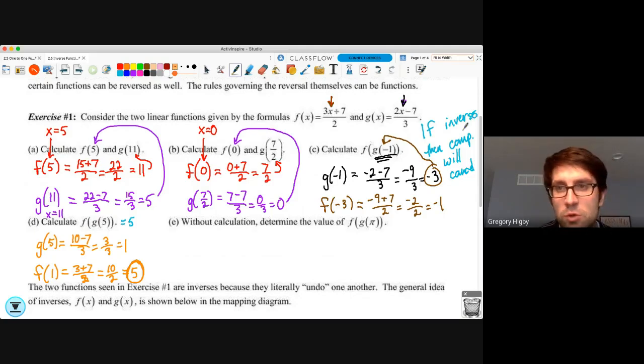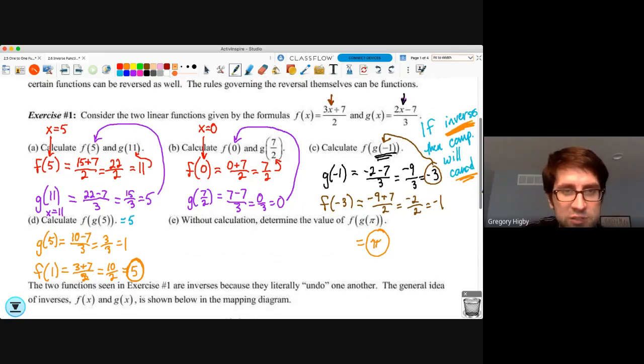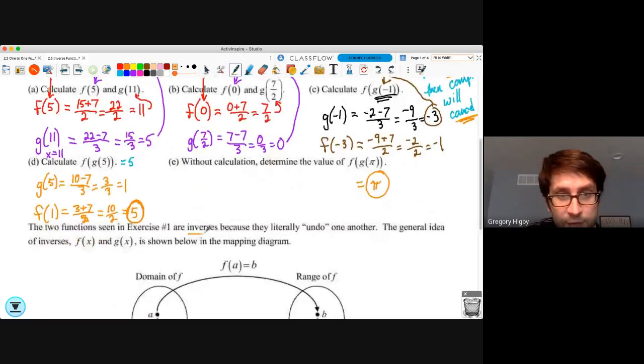Again, this only works if they are inverses. So without doing any math, and your teacher just told you that f and g are inverses of each other, then they should cancel each other out. It doesn't look like it says cancel right there. So this answer is just going to be pi. And the directions here actually tell you that if they're inverses, they undo each other. I really don't have any other way of saying it besides like they cancel each other out.